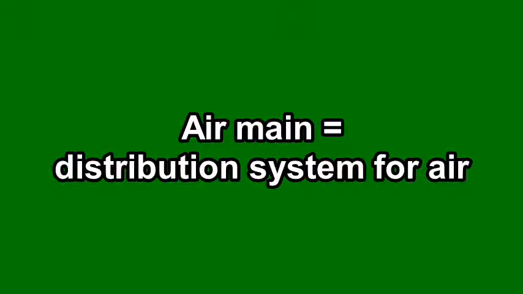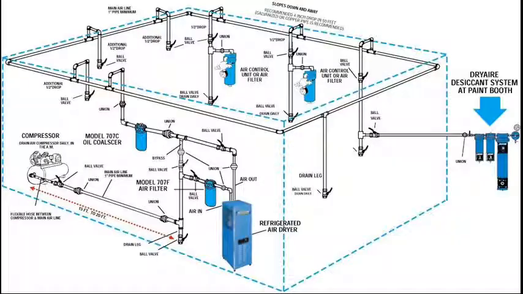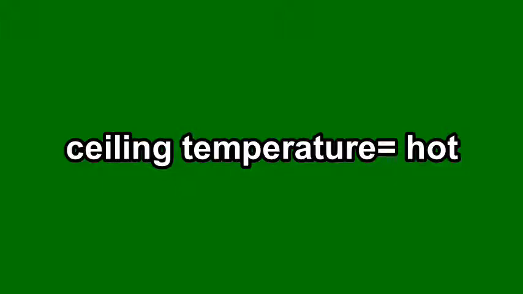Compressed air piping. The air main is a permanently installed distribution system, carrying the air to the various consumers, typically installed at the ceiling level, where the temperatures can be at the highest levels. This feature restrains moisture to a minimum.